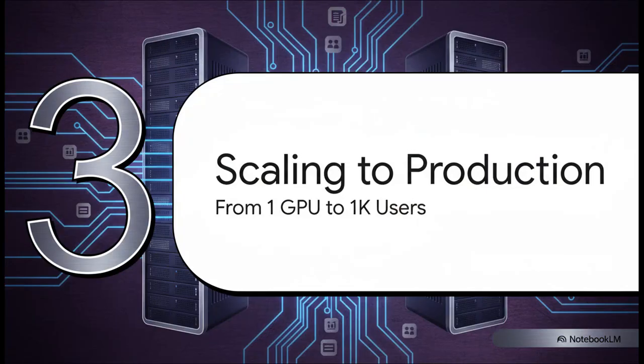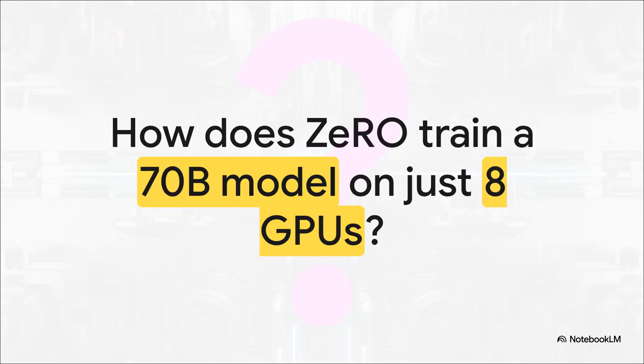Okay, time for the final challenge in our gauntlet. We've measured our model, we've optimized it. Now we have to make it work reliably for thousands, maybe millions of users. This is where we go from being a data scientist to a true systems architect. So how in the world do companies train these absolutely monstrous 70 billion parameter models? I mean, they can't possibly fit on one machine, or even a few.